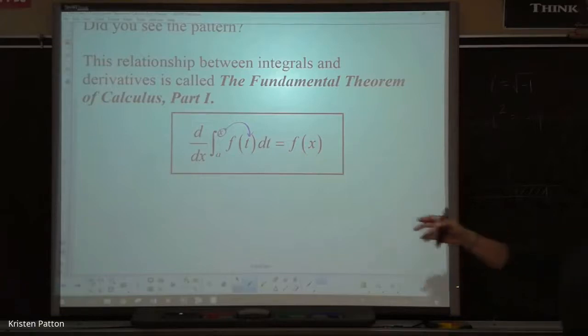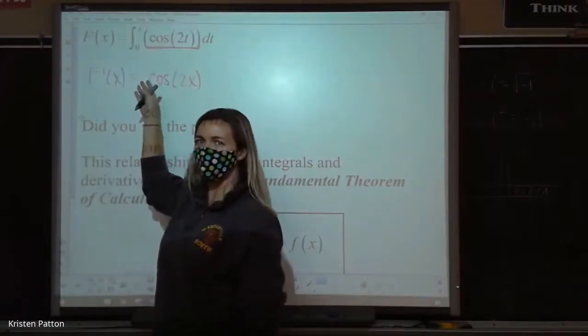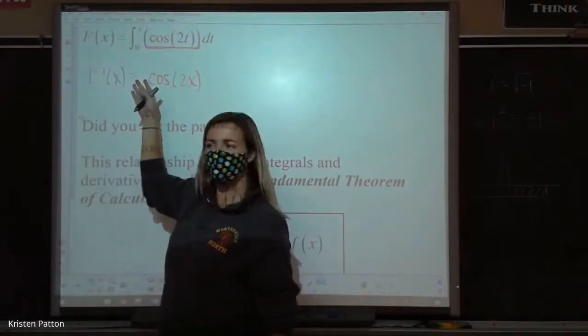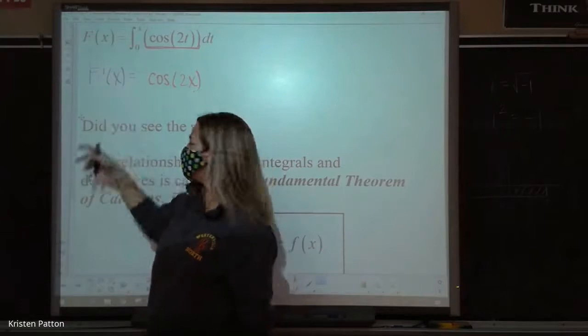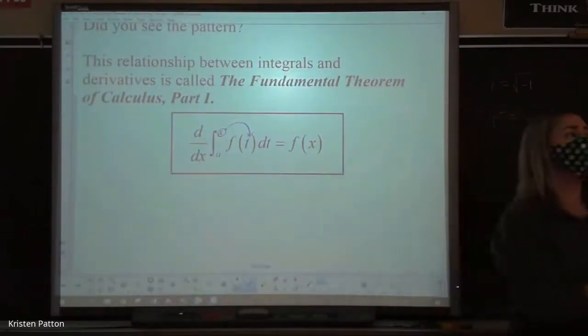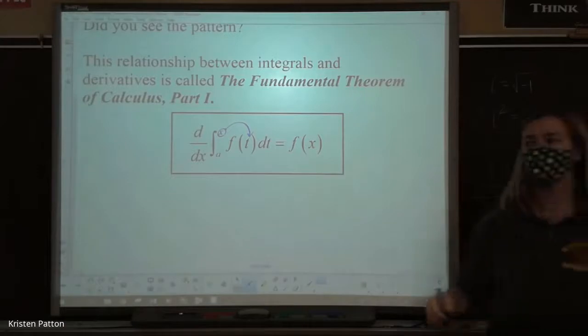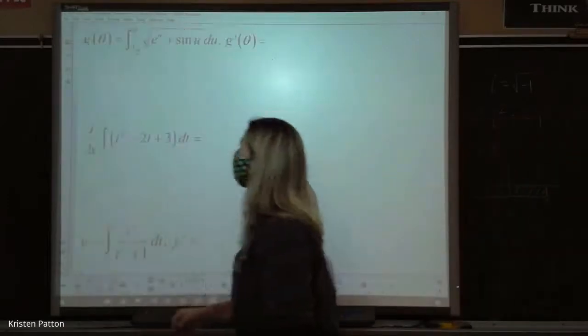Right? How much work did we do up here? None. We didn't actually take any derivatives. We didn't physically do any antiderivatives. That's the big deal. The Fundamental Theorem part 1 says to take the derivative of an integral, you're just going to take that upper bound and plug it in. That's it. Easy. So let's do a few examples.